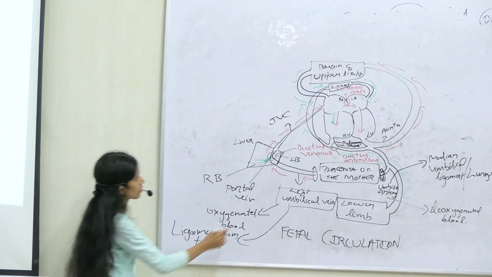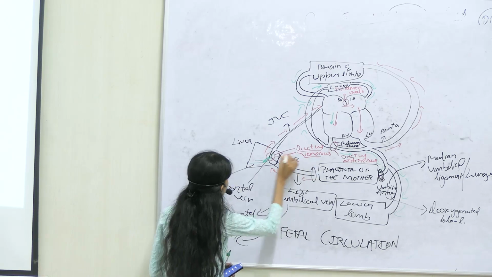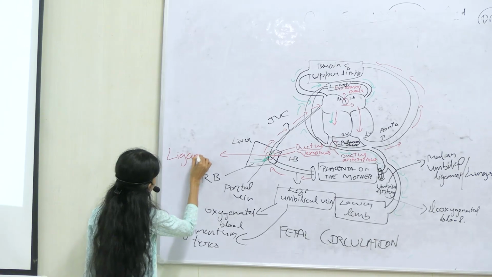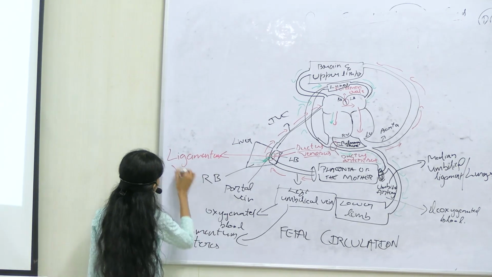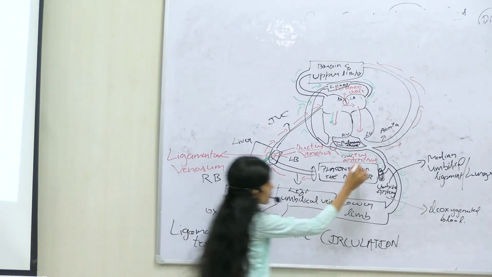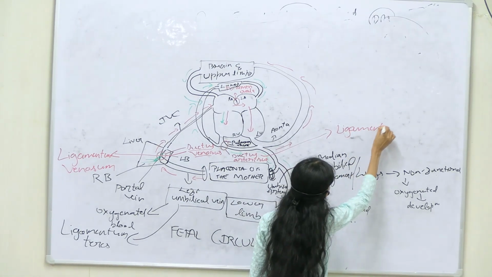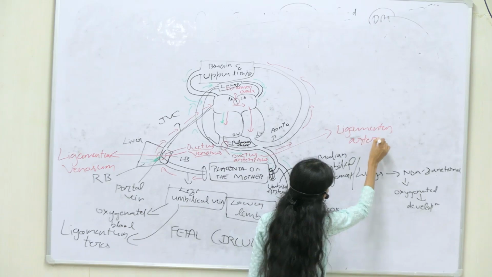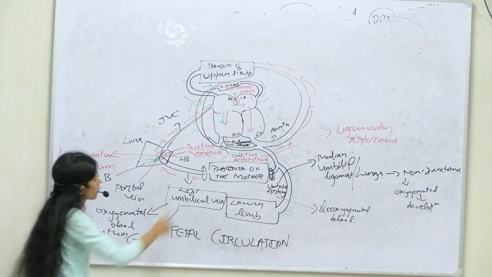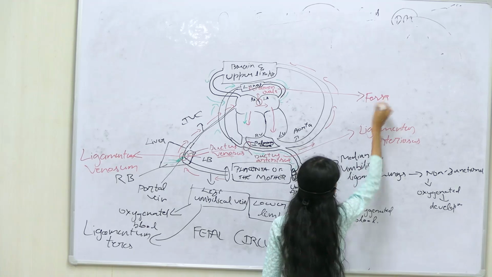So, later your umbilical vein is going to develop as the ligamentum teres. And also your ductus venosus is going to develop as the ligamentum venosum. And the ductus arteriosus is going to develop as the ligamentum arteriosum. Okay. And the foramen ovale is going to develop as the fossa ovalis.